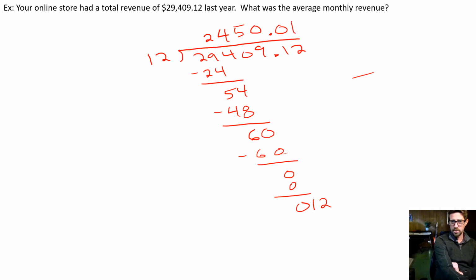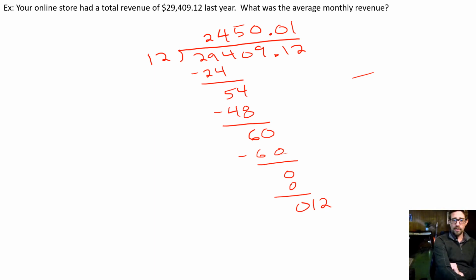And then you just have to remember that since we carried down 2 digits, it's going to line up with the 12. So we put the 12 into the 12. So it's 0.01. And this should kind of make sense because we had 12 cents total, so it makes sense that there's 1 cent for each month.